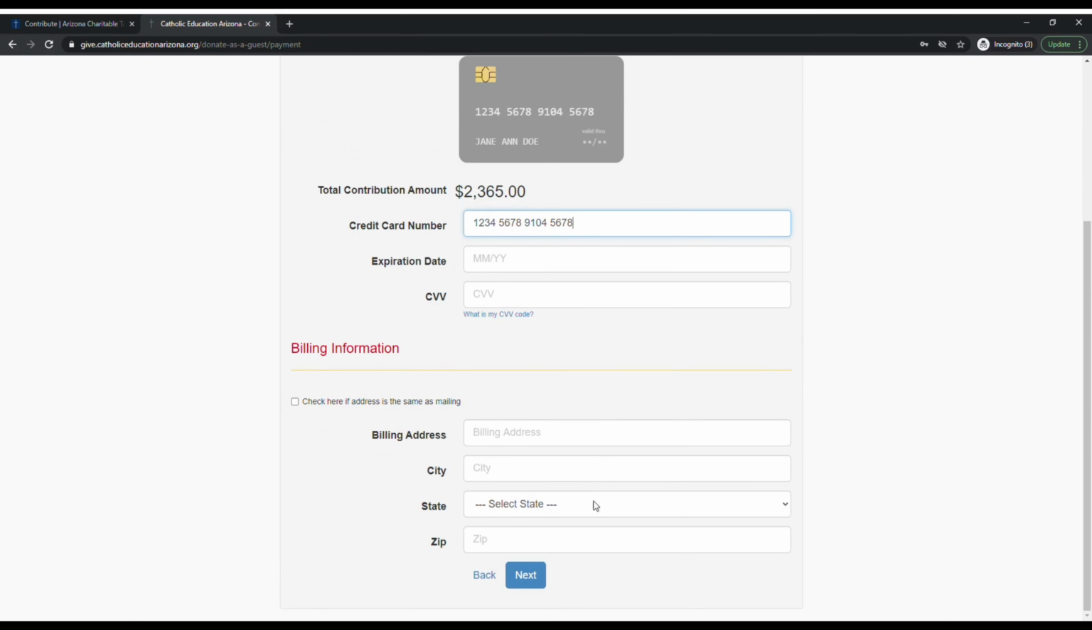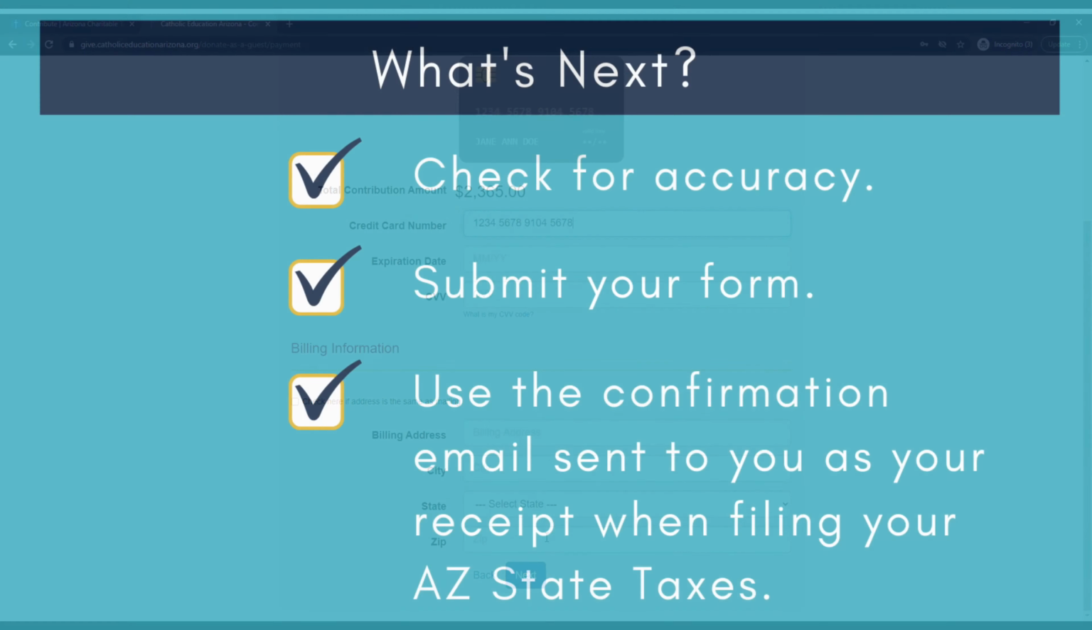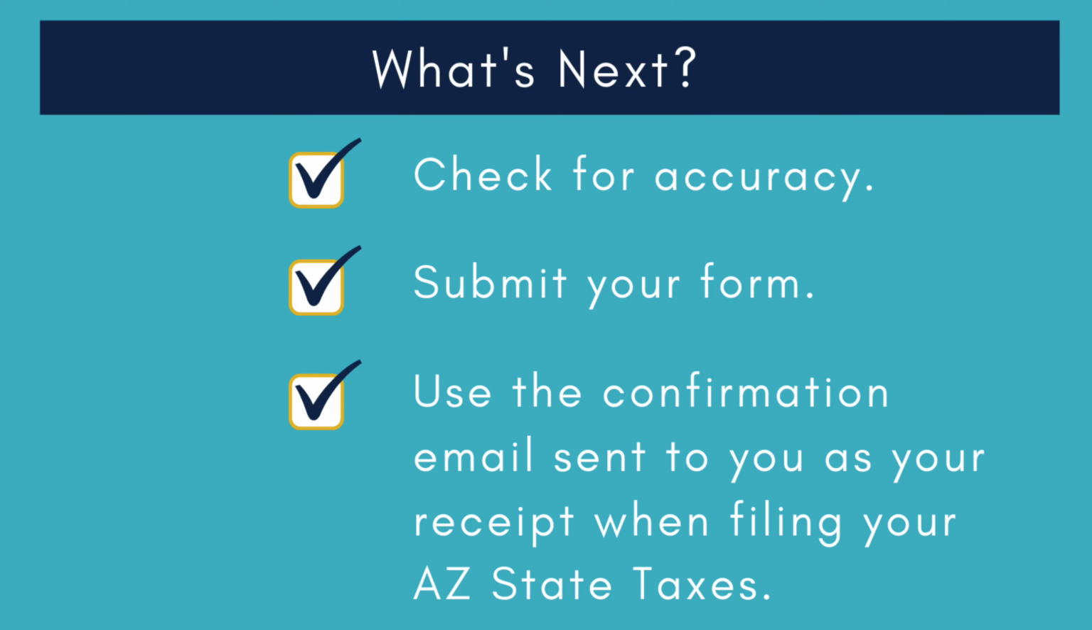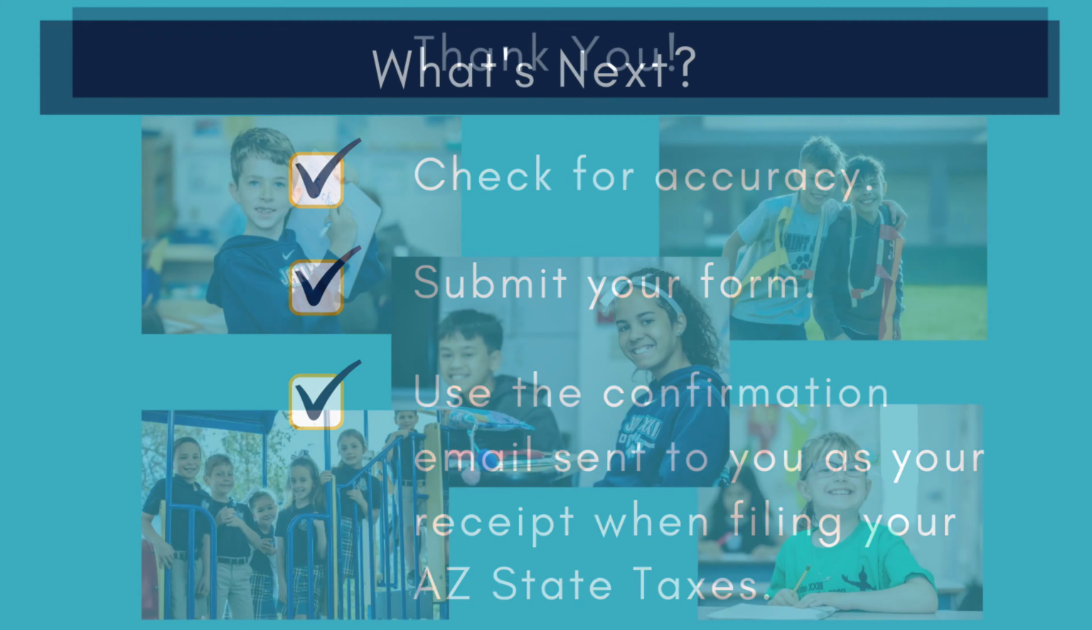From this point on, you will be asked to review your information for accuracy and then submit your form. Following the submission, a confirmation email will be sent to you to use as a receipt to confirm your tax credit contribution to CEA when filing your Arizona state taxes.